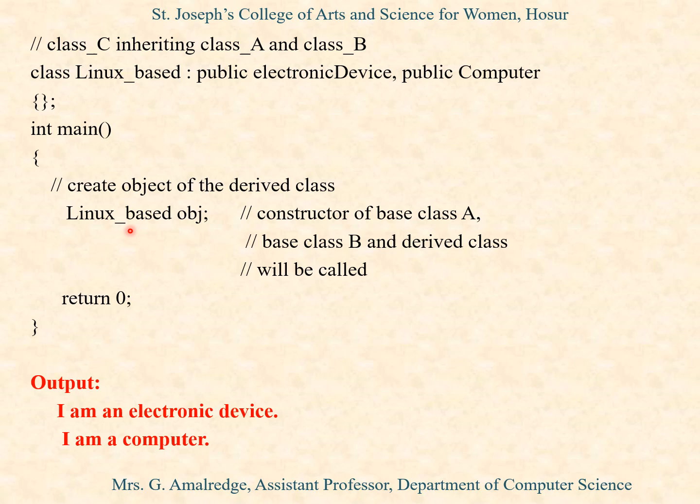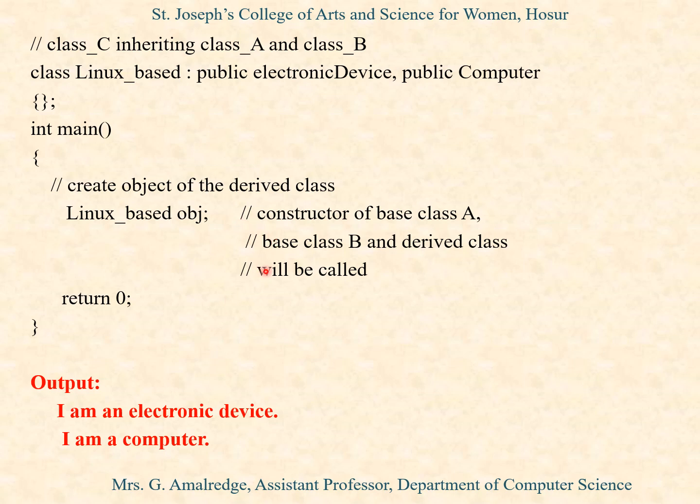So we are going to create the object for the subclass. Whenever we are creating the object for the subclass, it automatically invokes the constructors of the base classes, electronic device and computer. So this object automatically calls the constructor of the first base class, electronic device, which has the output statement "I am an electronic device." That output statement will be printed in the console.